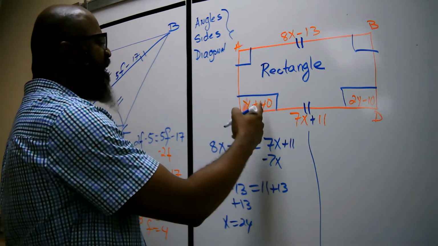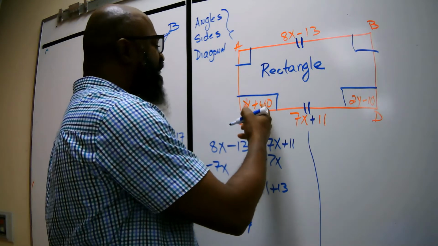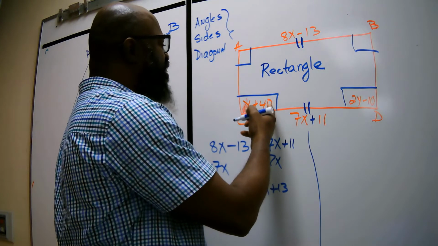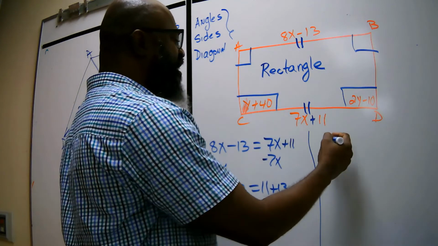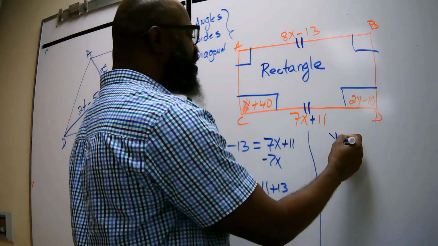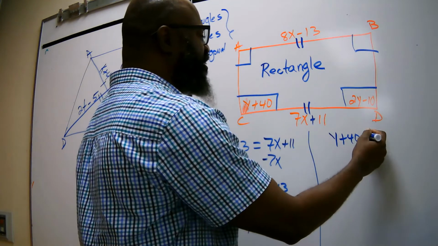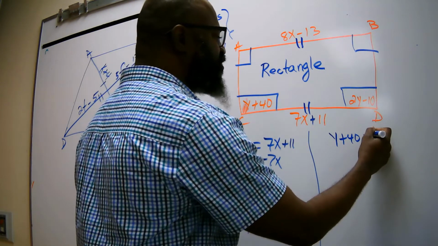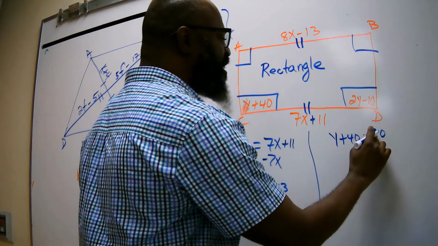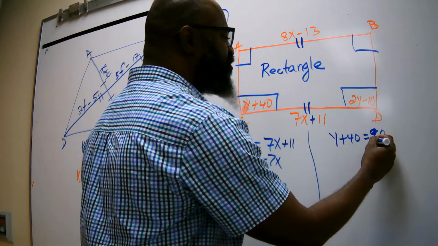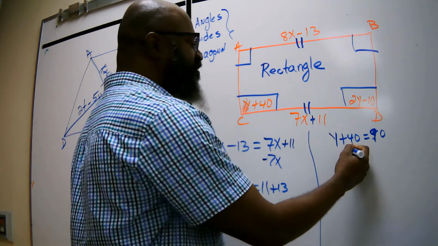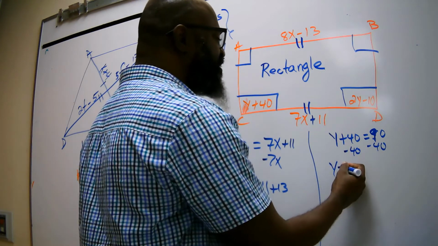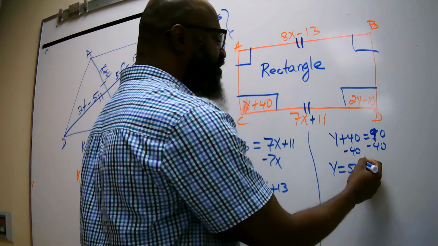Now, for this problem, I have many ways I can solve it. I'll show you how powerful math is. Since I know this is a right angle, I can solve it as y plus 40 is equal to 90. Excuse me, is equal to 90 because it's a right angle. That's really easy to solve. Subtract 40 from each side. Then I will find y is 50 degrees.